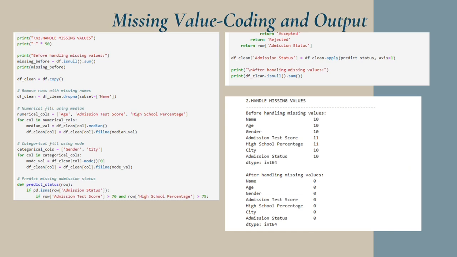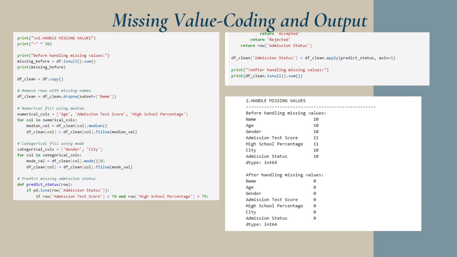Next, create a copy of the dataset. Create a full copy of df so that the original dataset stays safe and all cleaning is done on df_clean. Next, remove rows with missing names. dropna removes rows with missing values, and subset equal to name means remove only rows where name is missing, because a student record without a name is not useful.